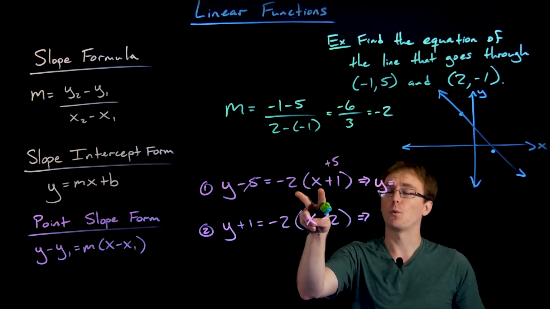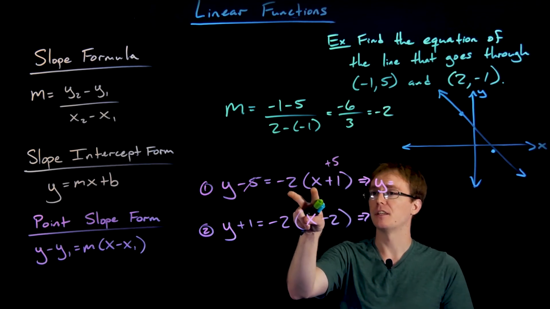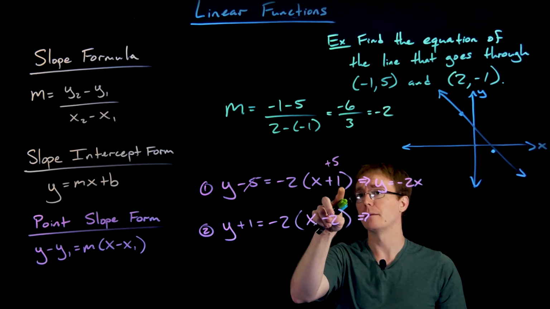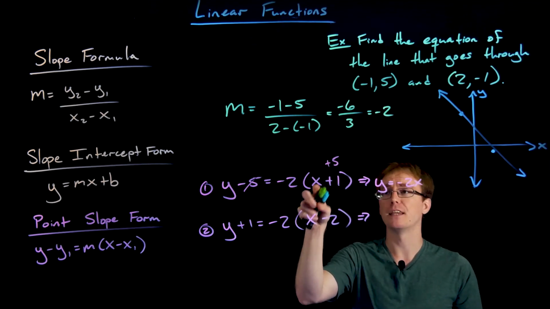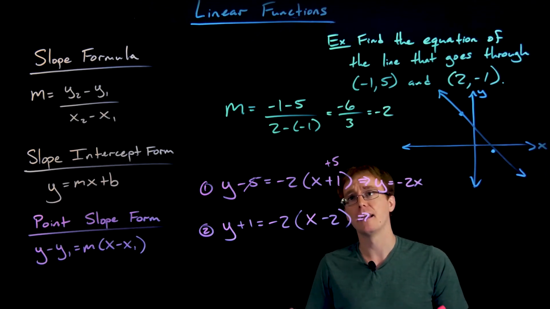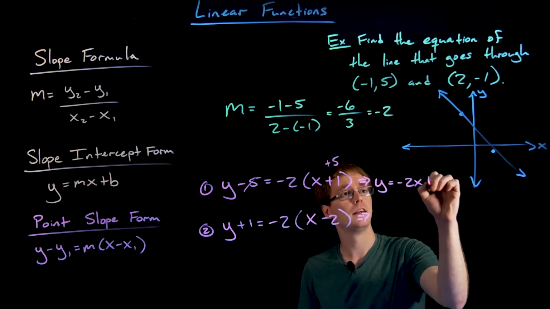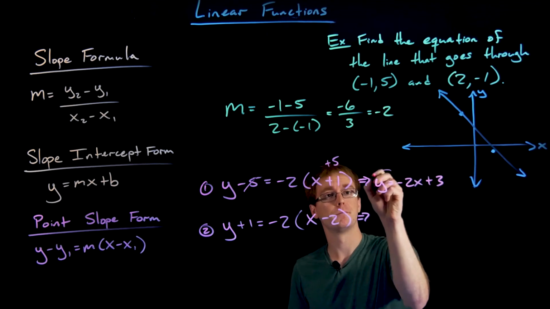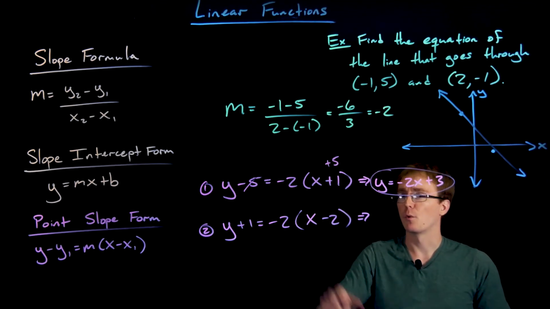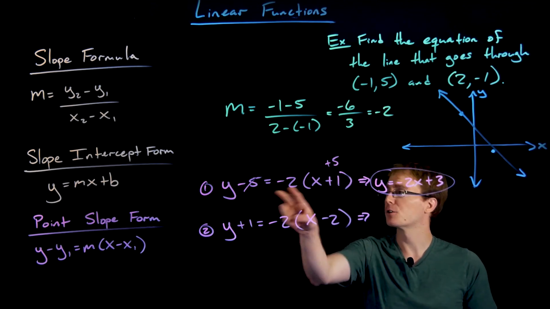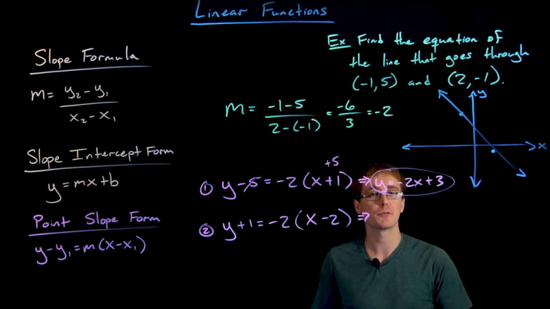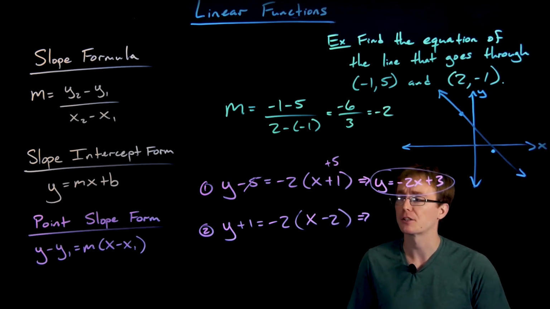We have to expand this quantity inside of parentheses. So that'll give us negative 2 times x. And then we have negative 2 times 1. So we get that constant term of negative 2 that combines with our other constant term of positive 5. And negative 2 plus 5 is positive 3. So just by solving for y and combining like terms for that first equation in our point-slope form, we get this equation in slope-intercept form, y equals negative 2x plus 3.